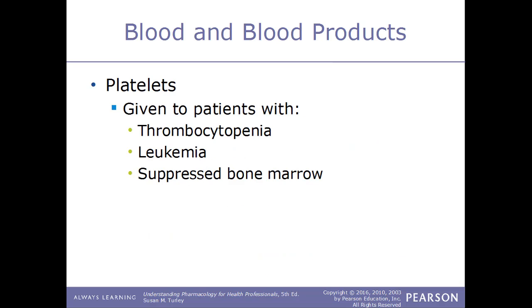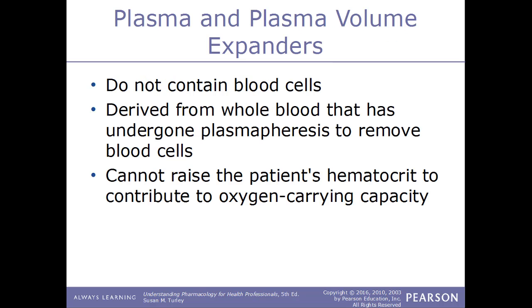Now, platelets would be given to patients who have thrombocytopenia, which is a decreased level of thrombocytes or platelets within the blood, in patients who have leukemia or who have suppressed bone marrow. All right, now we'll talk about plasma and plasma volume expanders.